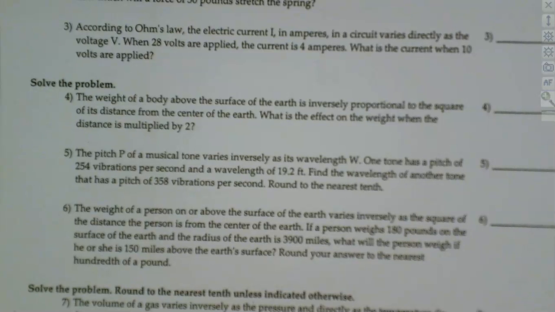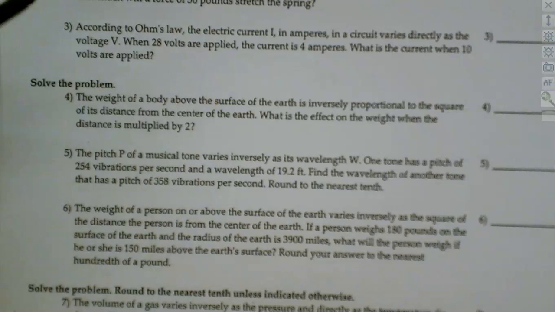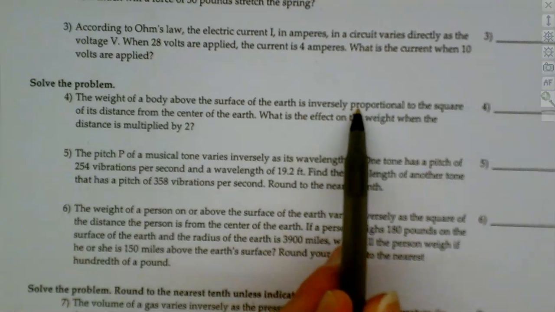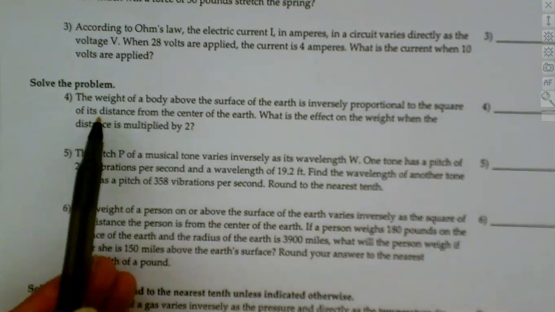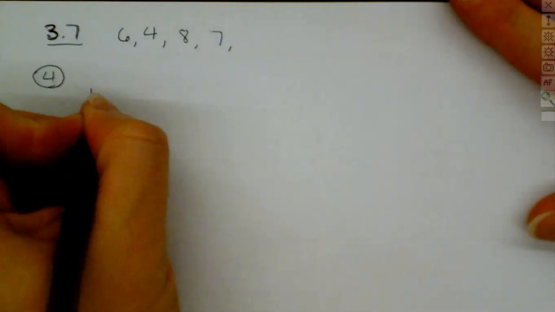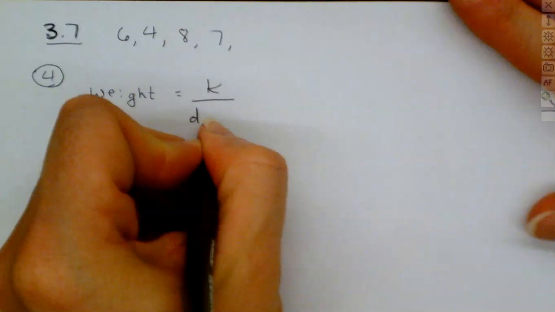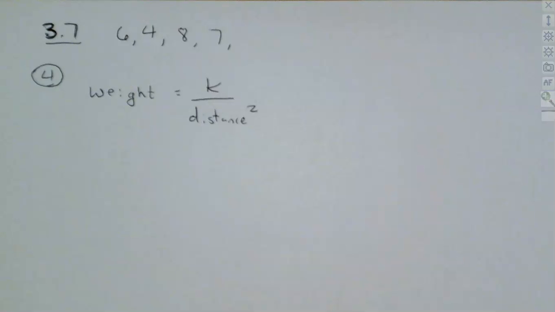So let's try to first set up what our equation is going to look like. The weight of a body above the Earth's surface is inversely proportional. So what does that mean? That means we divide, right? Inversely proportional to what? Square of the distance. So that means my weight is going to be k, which is our constant, over the distance squared. So that's our formula.